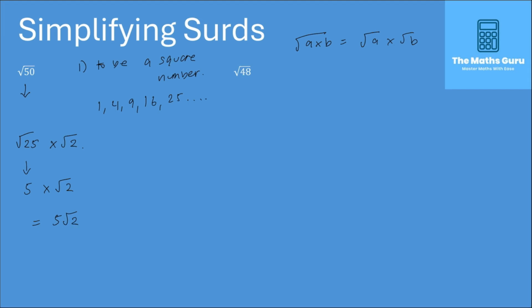Now looking at root 48, we need to break this down into two surds, with one of them being a square number. In this case, we can break it down into root 16 and root 3. Breaking this down, this will lead us to 4 times root 3, which gives us 4 root 3 as our final answer.